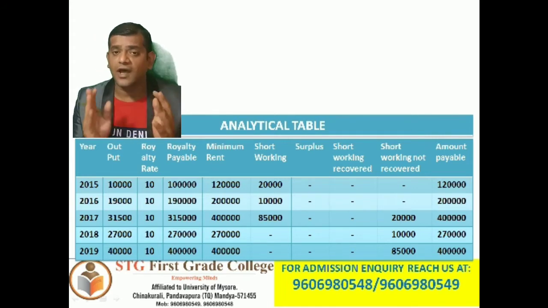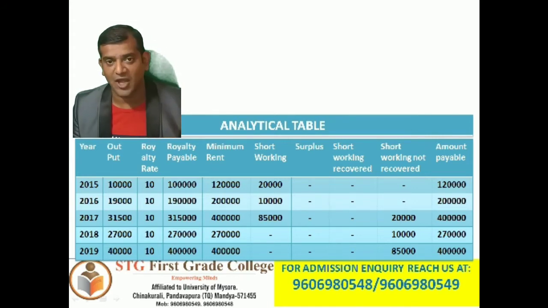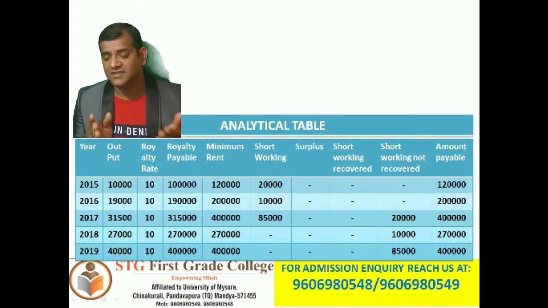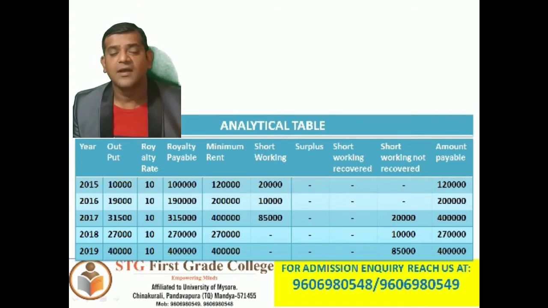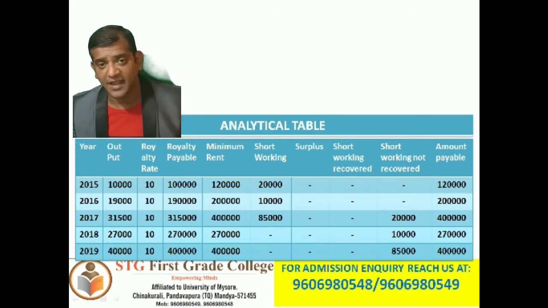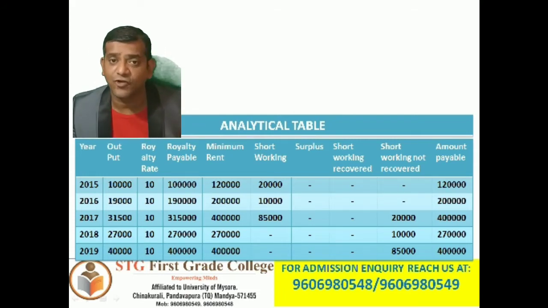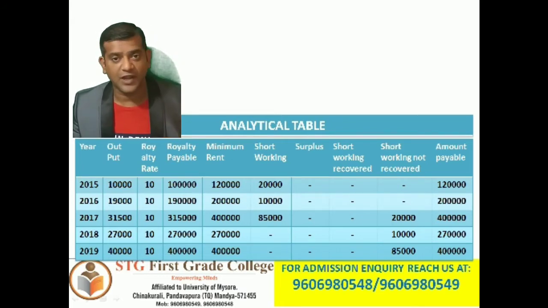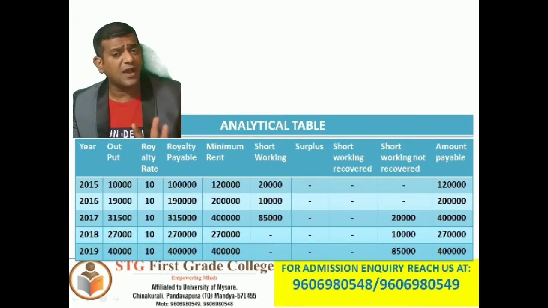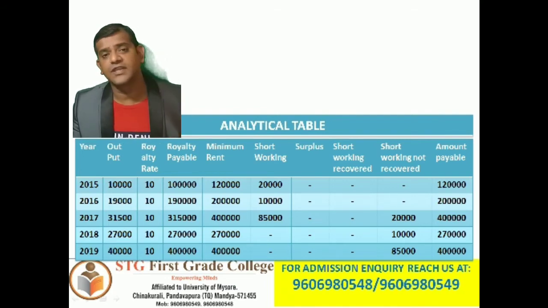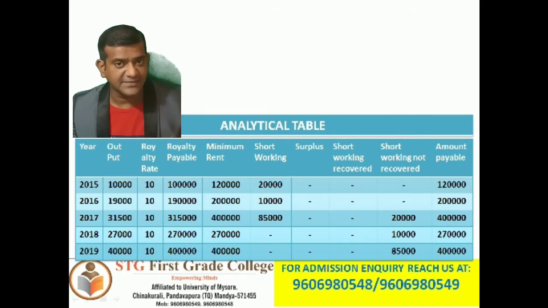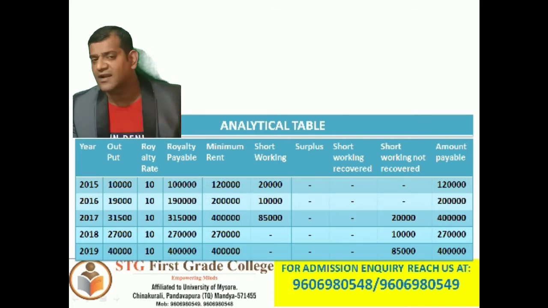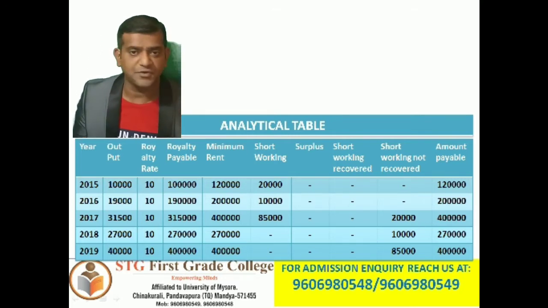So short working not recovered column in the year 2019, show it as 85,000 rupees. Now go to the amount payable column and enter, since here also minimum rent and royalty payable are the same amount, that is both 4 lakh. So amount payable column also you should reflect 4 lakh only. So now we are done with the analytical table, where we got exact answers for all the ledger accounts which we are going to prepare.